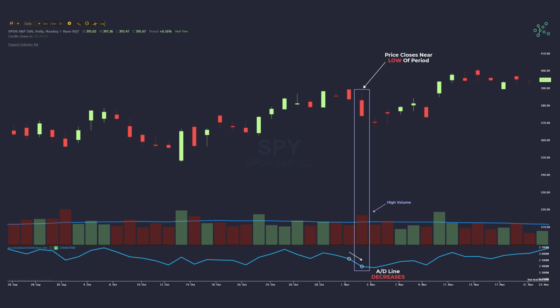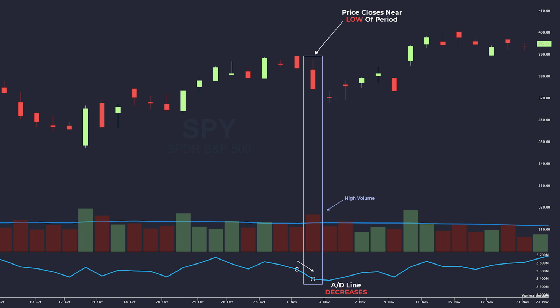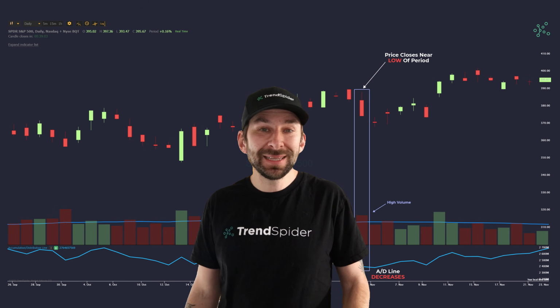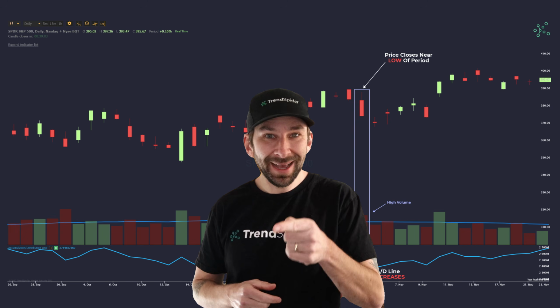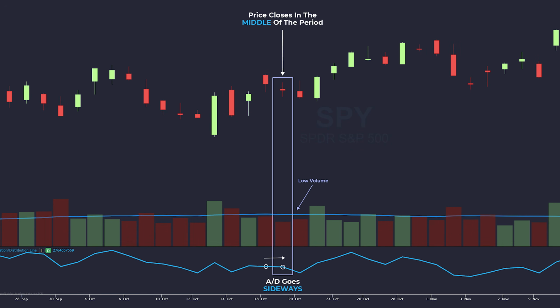If price closes near the low of the period, you'll end up with a negative value, which will then be subtracted from the previous reading. This will make the indicator decrease. Now, can you guess what happens if price closes in the middle of a period's range? Yeah, you got it. The value will be closer to zero, and therefore will move the indicator sideways.